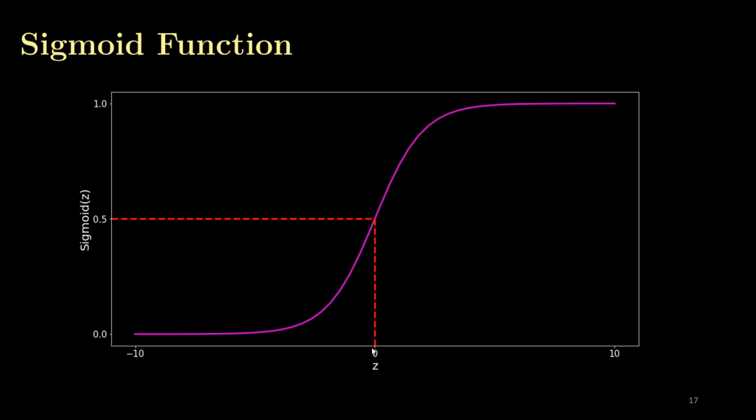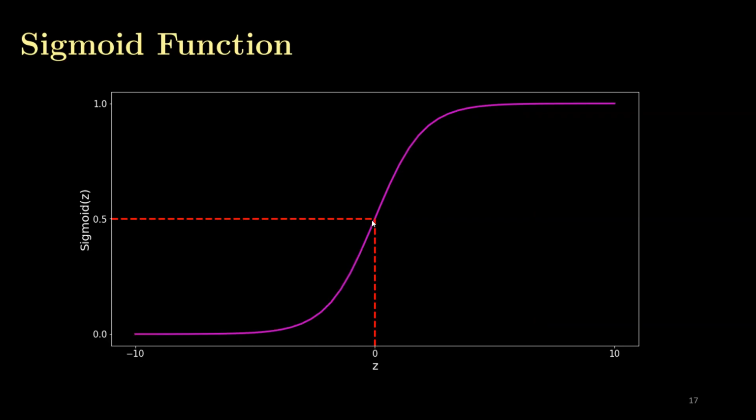Now, if the value of z is negative, that is, less than 0, then we will get a value less than 0.5. And if we keep increasing the value of z in the negative direction, we can see that this function approaches 0. That is, at z equal to minus 10, its value is essentially 0.